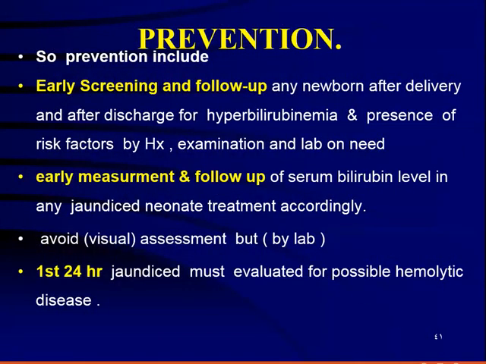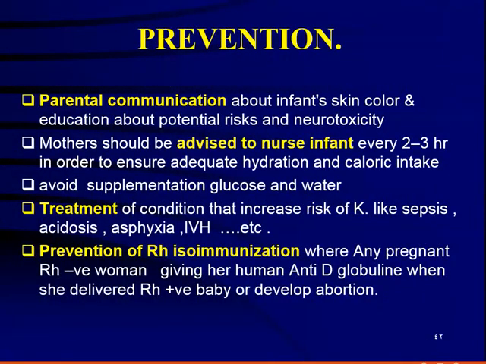So for prevention, we should do early screening and follow up any newborn after delivery and after discharge for hyperbilirubinemia and for the presence of risk factors by history, examination, and lab as needed. Early measurement and follow-up of serum bilirubin level in any jaundiced neonate and treatment accordingly. Avoid visual assessment, and use lab assessment. Jaundice in the first 24 hours must be evaluated for possible hemolytic disease, which is a risky and dangerous problem.